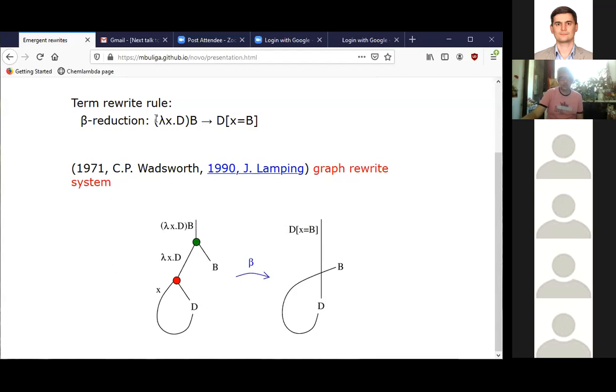And the beta reduction says that you have to delete these two nodes and connect B, X and D to the upper side of the graph. So you just replace these two nodes by a crossing. So this is the graphical form of the beta rewrite.